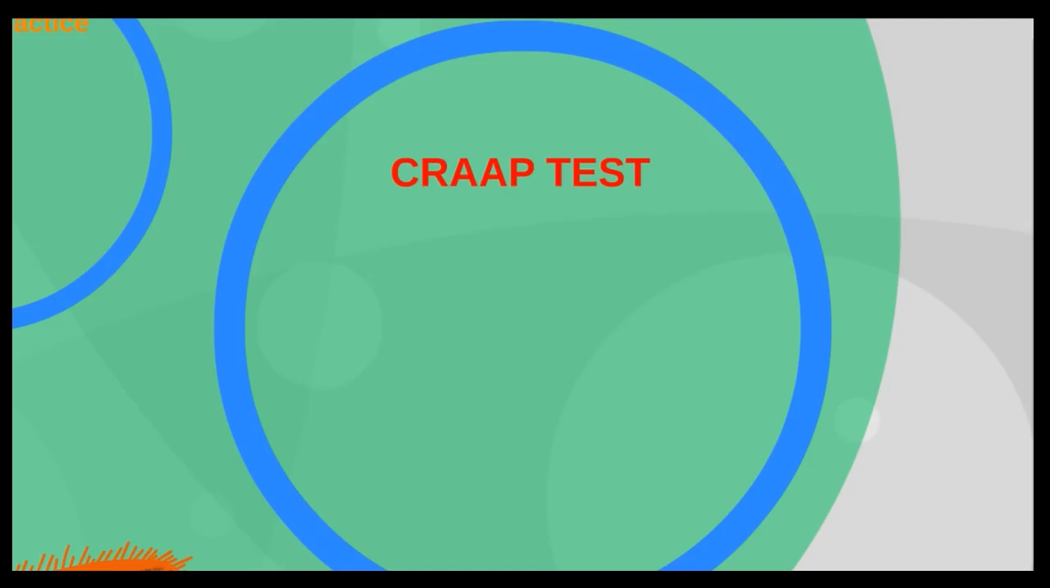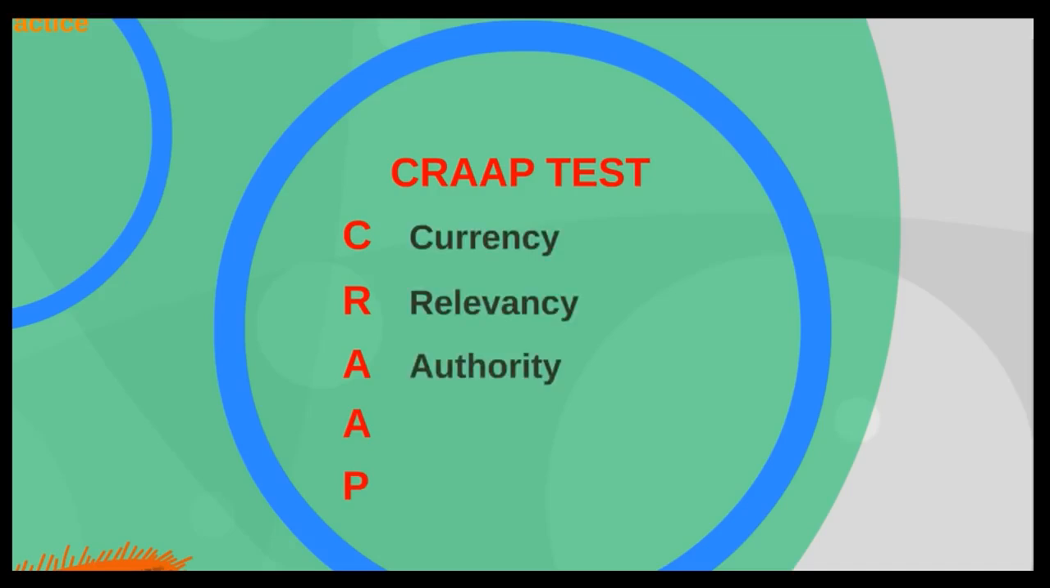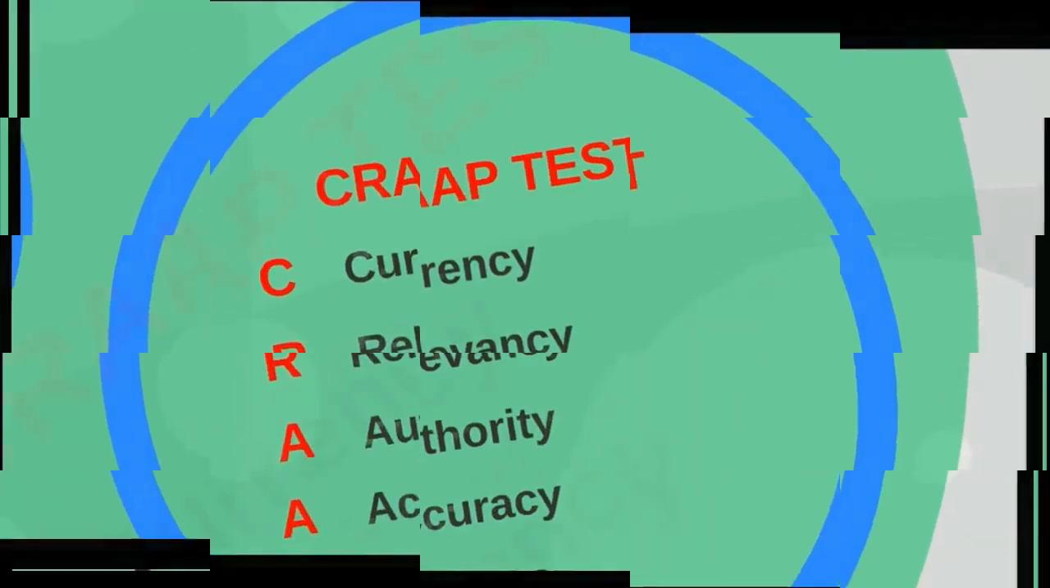The way in which to do that is through the CRAP test. The CRAP test is an acronym, as odd as it may sound, that breaks down into these categories: currency, relevancy, authority, accuracy, and purpose. So let me go through them.